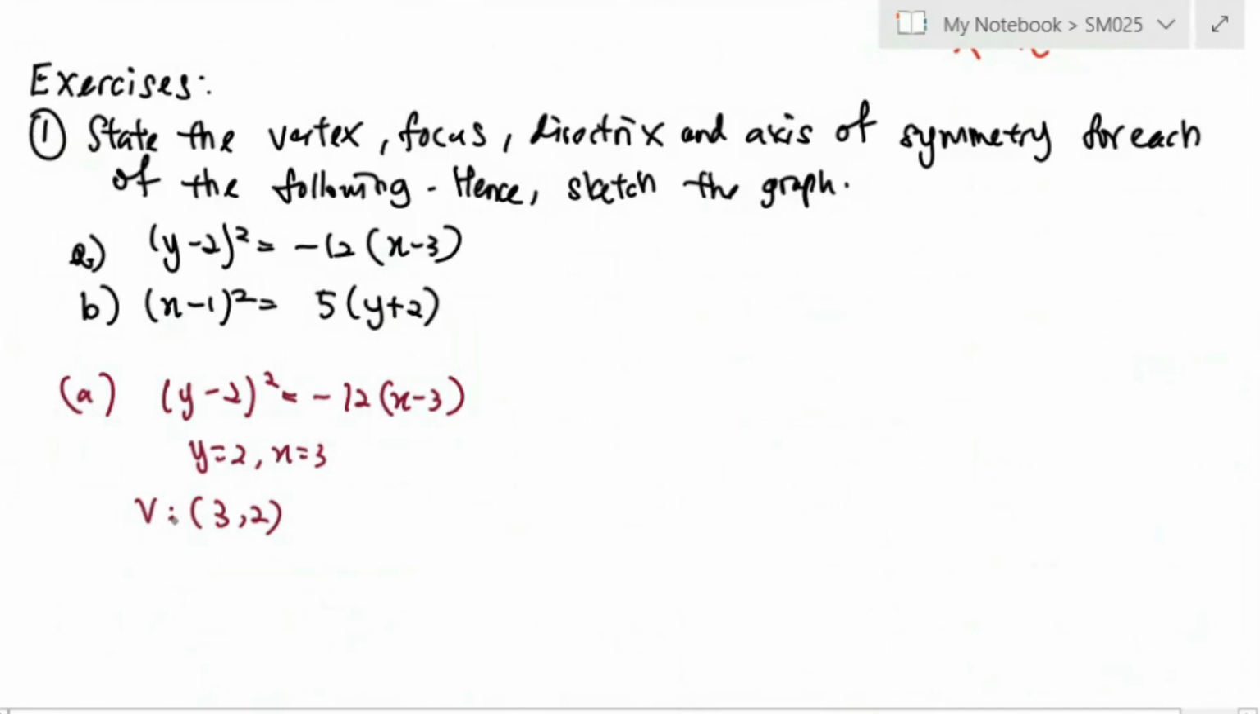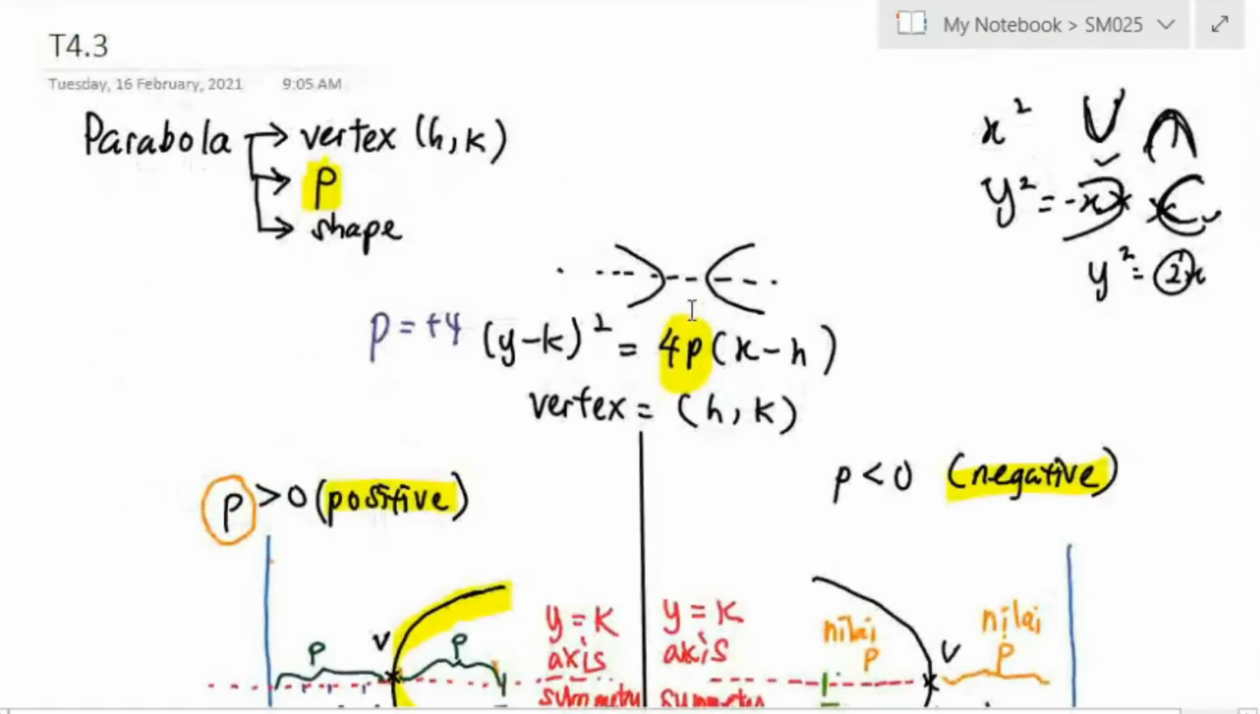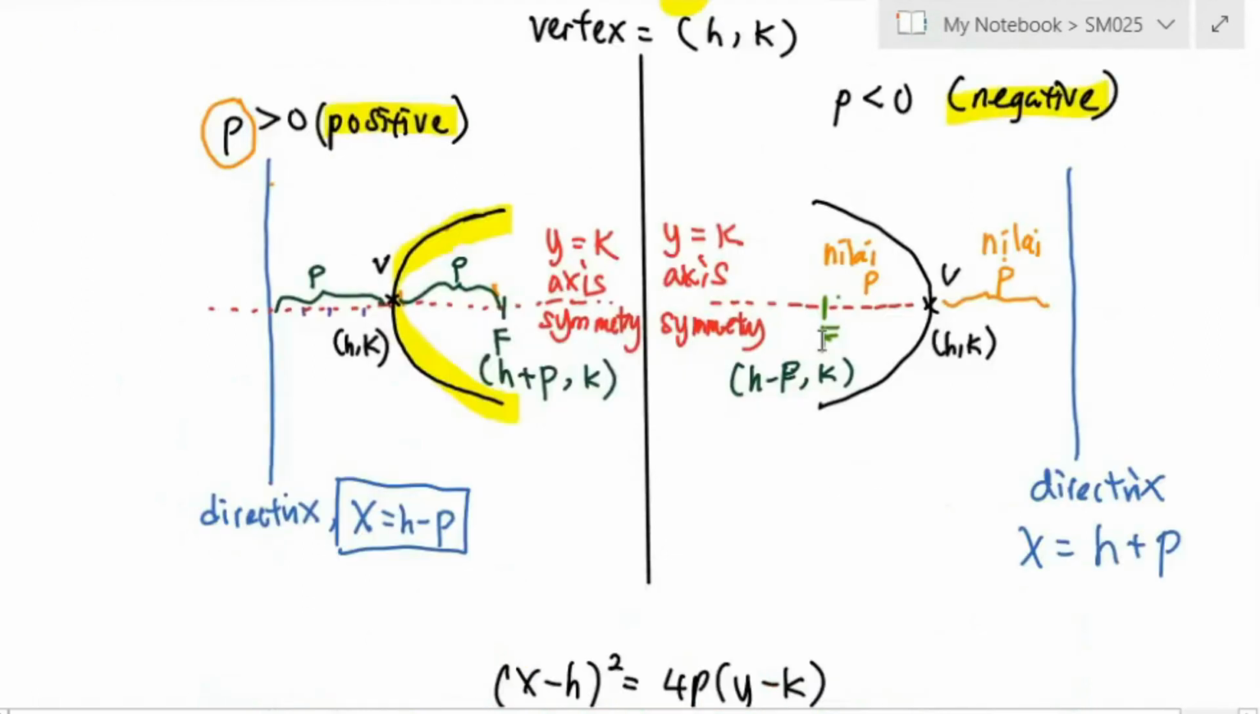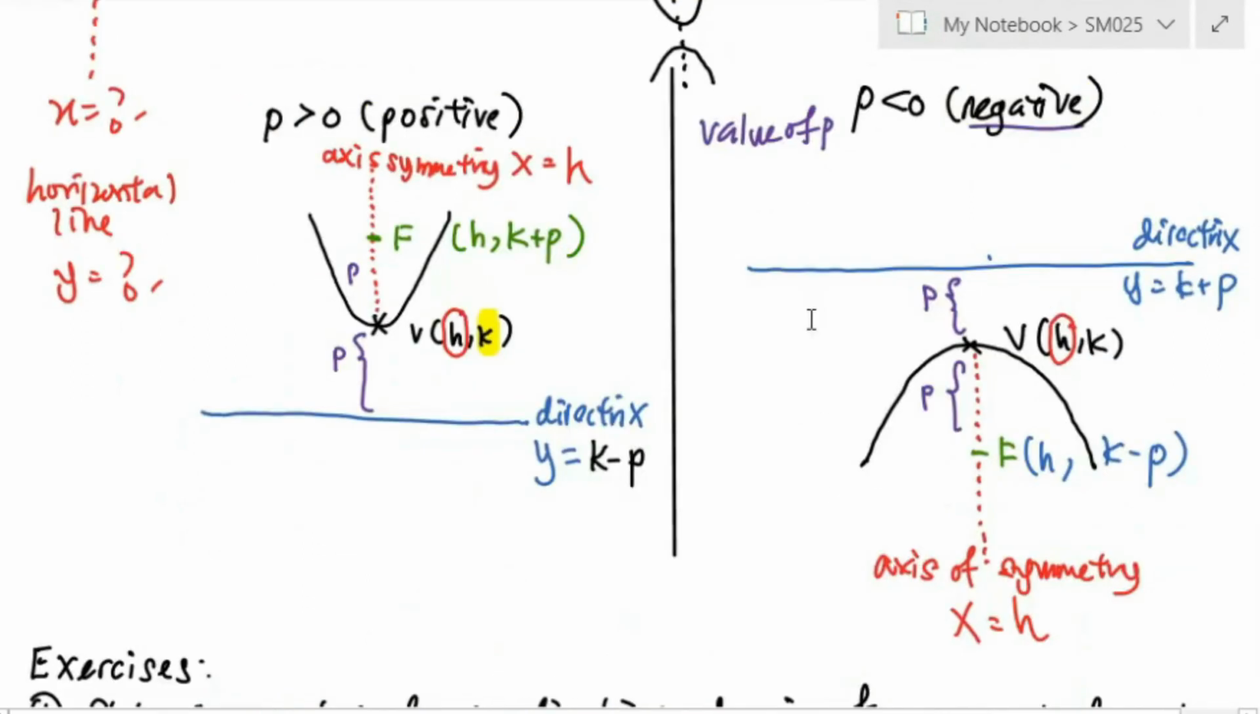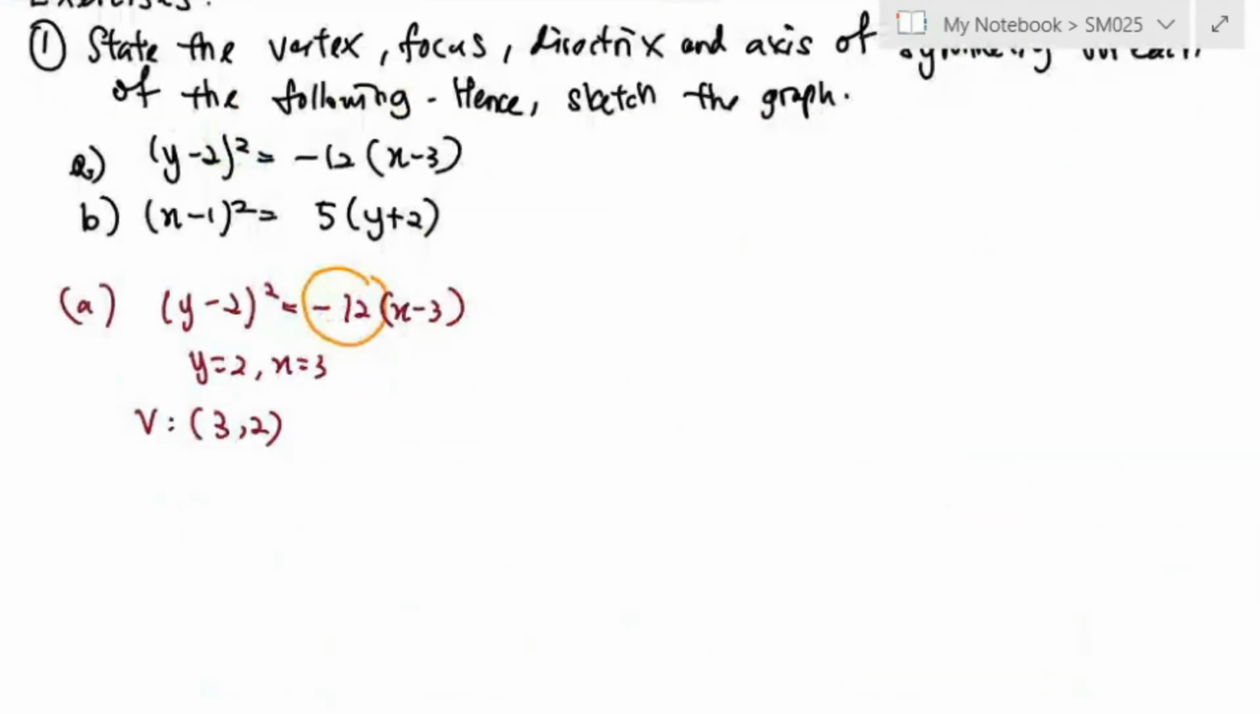And then what's your P? So where is the value of P? The value of P is found here. So look at your formula. The bracket of y equals to something, here in the bracket of x. That something will be our value of 4p. So 4p is negative 12. P is equal to negative 3.